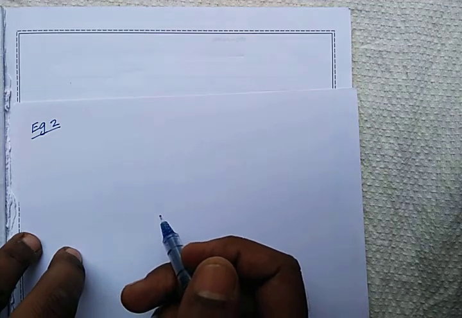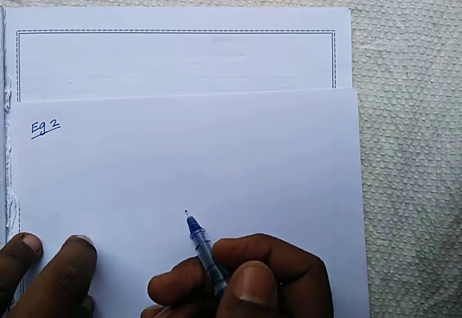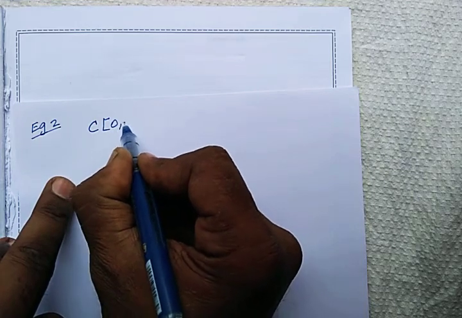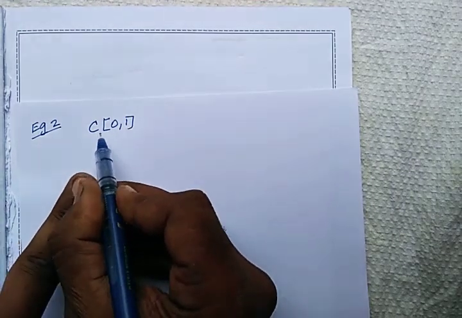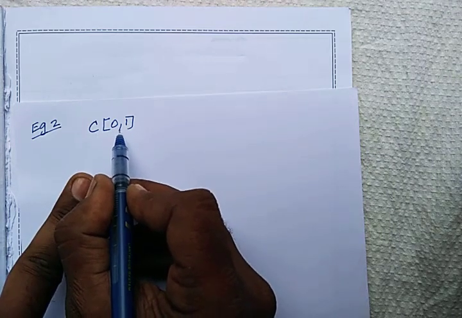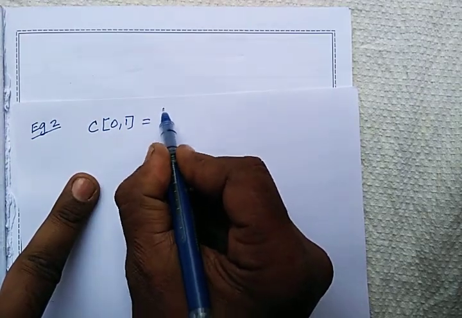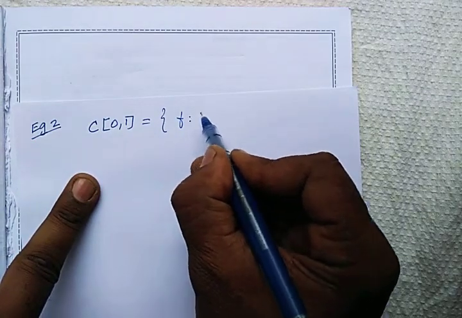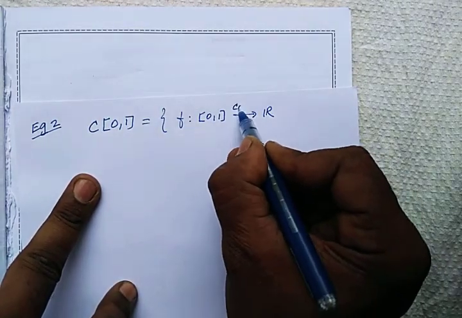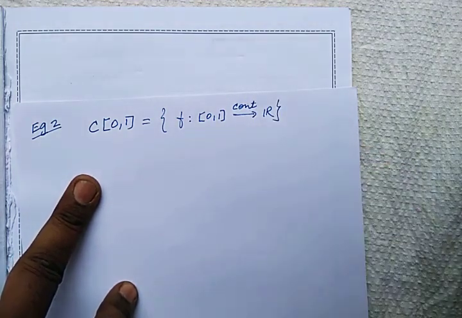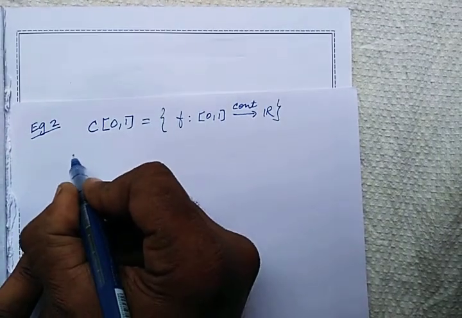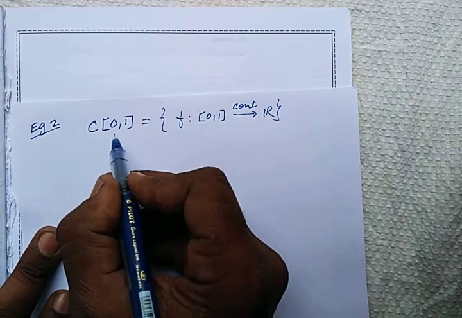Dear students, this is the second session on inner products. We know what this is: C of the closed interval [0, 1]. This is nothing but the set of all real valued continuous functions from the interval [0, 1] to R. And we have seen that this is a vector space. Clearly, this is a vector space over R.